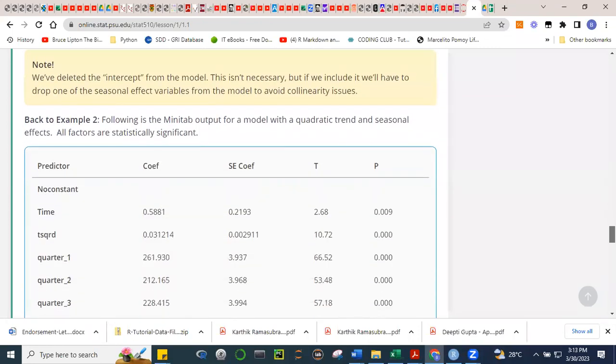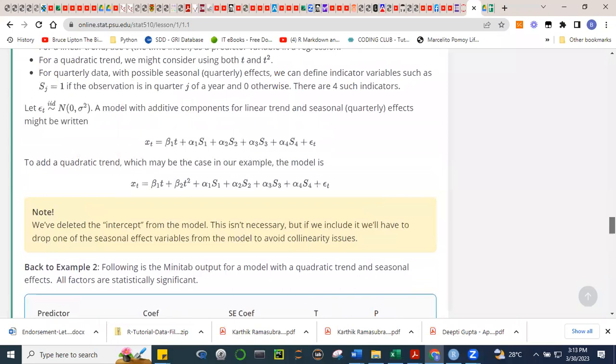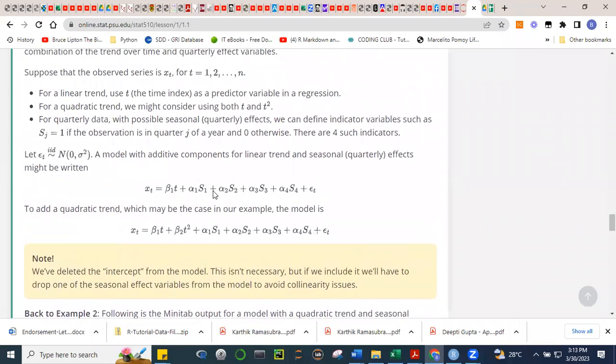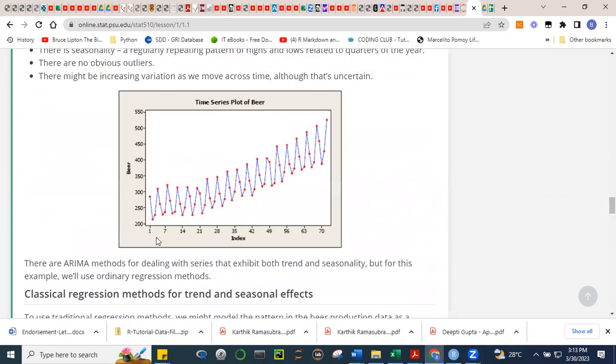So I'll leave you, class, to look at this. Here, apparently, it has seasonality, no? You see the pattern, there seems to be seasonality. It exhibits both trend and seasonality.